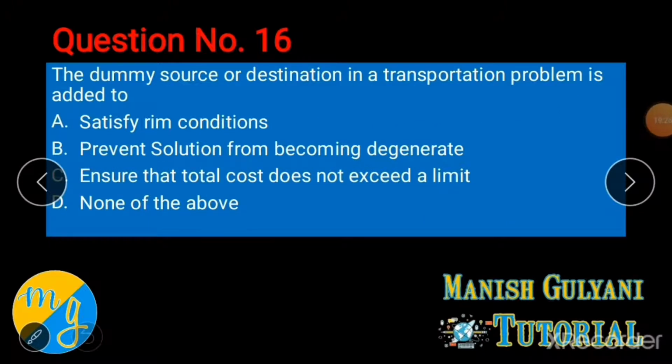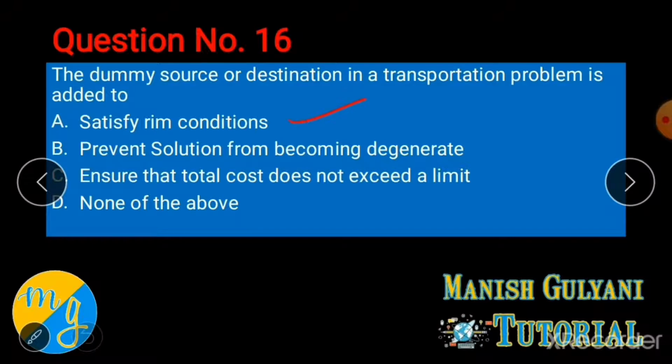Now question number 6. The dummy source or destination in a transportation problem is added to. Options are: satisfy rim condition, prevent solution from becoming degenerate, ensure that total cost does not exceed a limit, none of the above. And the correct answer is option A, satisfy rim condition.